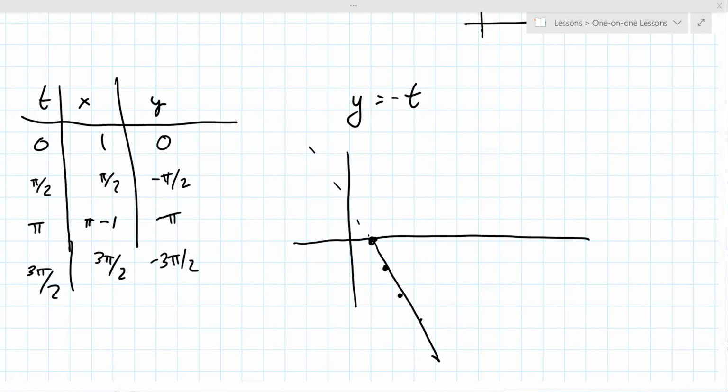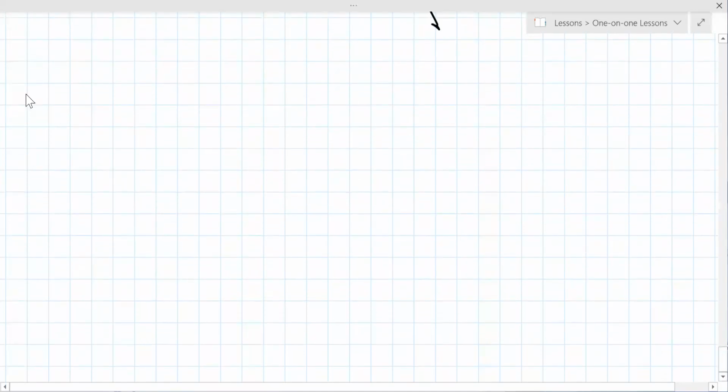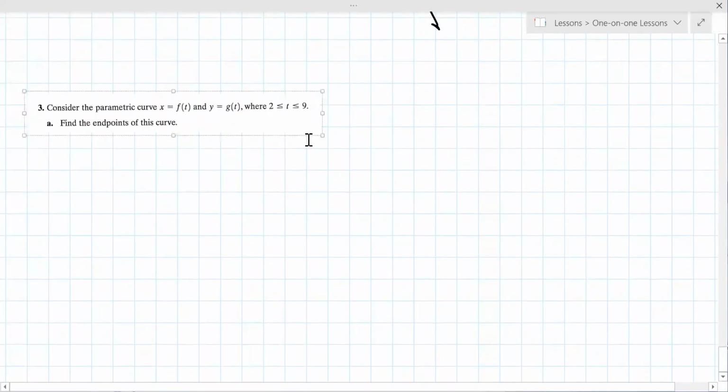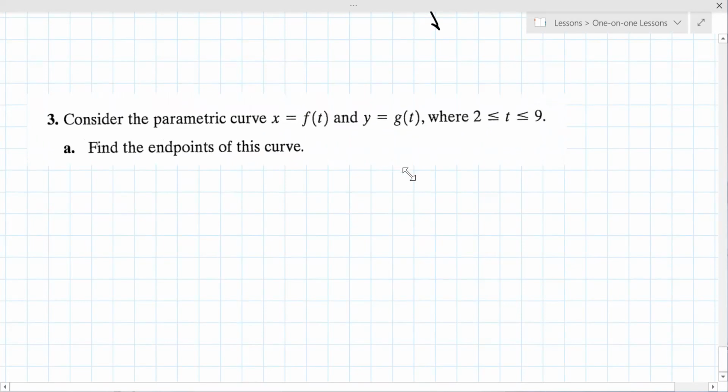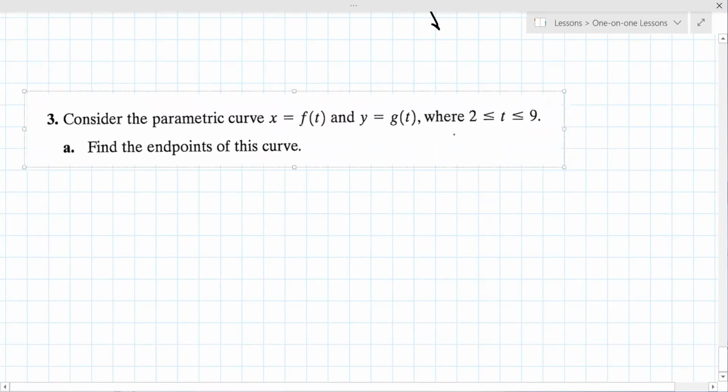Let me talk briefly about, well, we have plenty of time here because we're on the third section. Okay, let's look at 3A. Consider the parametric equation, and it says find the endpoints of the curve. So this is what I meant by it has a starting point, a start and a stop.